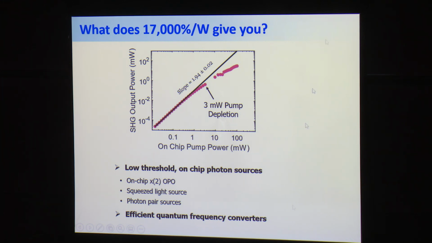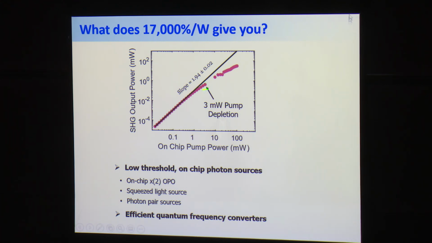If you operate this device in an inverse way, instead of doing second harmonic generation, do parametric down conversion, that's the corresponding threshold of your OPO. Okay? So if you have an OPO, you can make a squeezed light source, and you can make photon pairs. And if you have this high efficiency, you can make a very efficient quantum frequency converter. And that's the reason we push for this number.